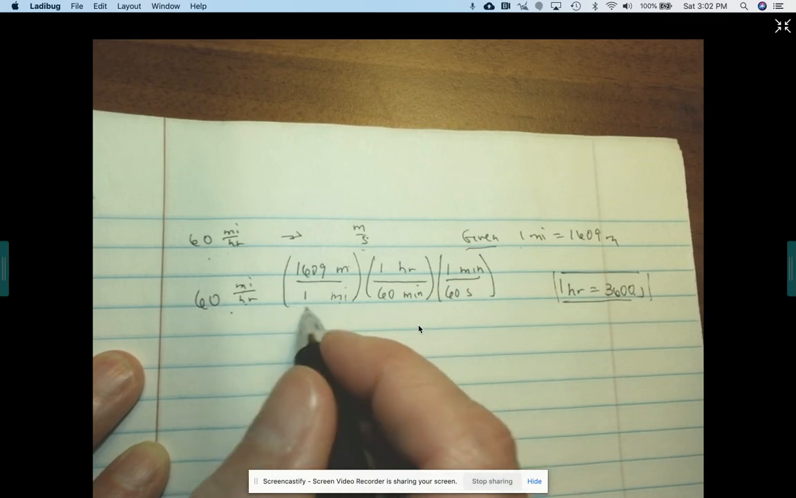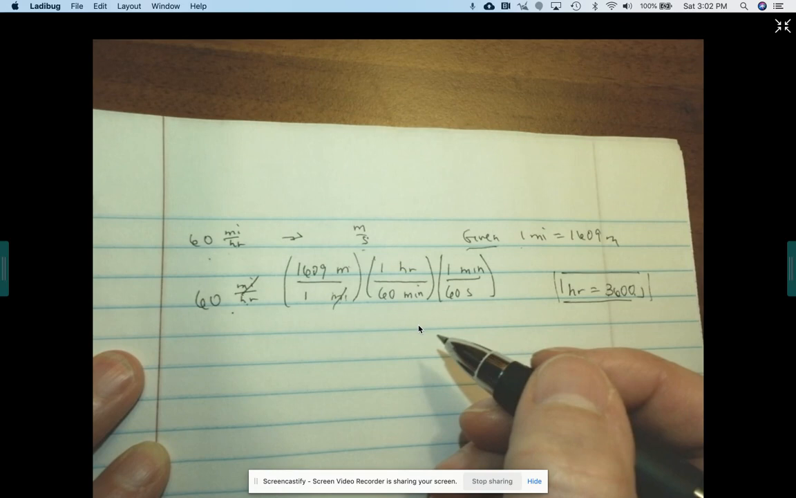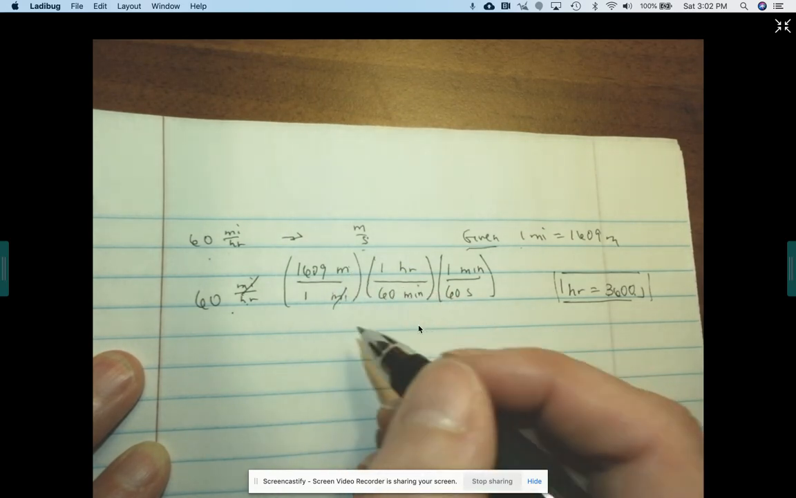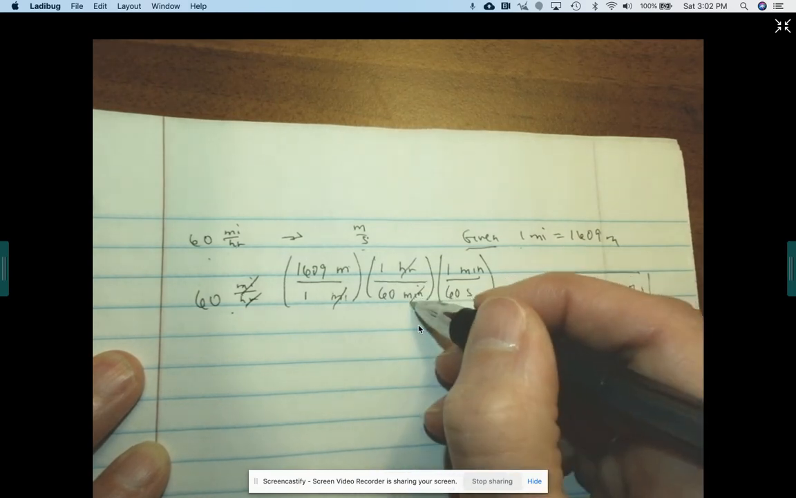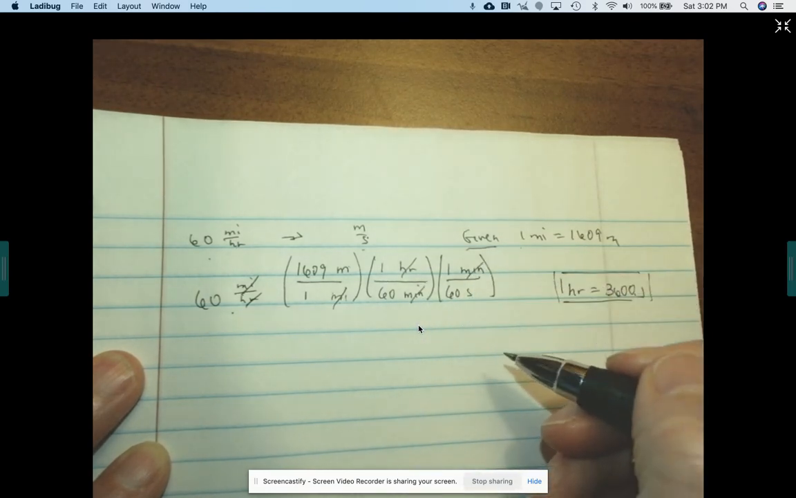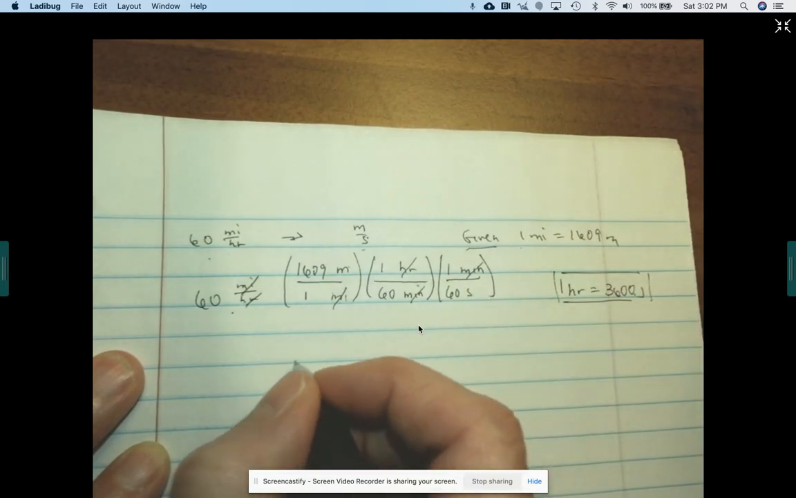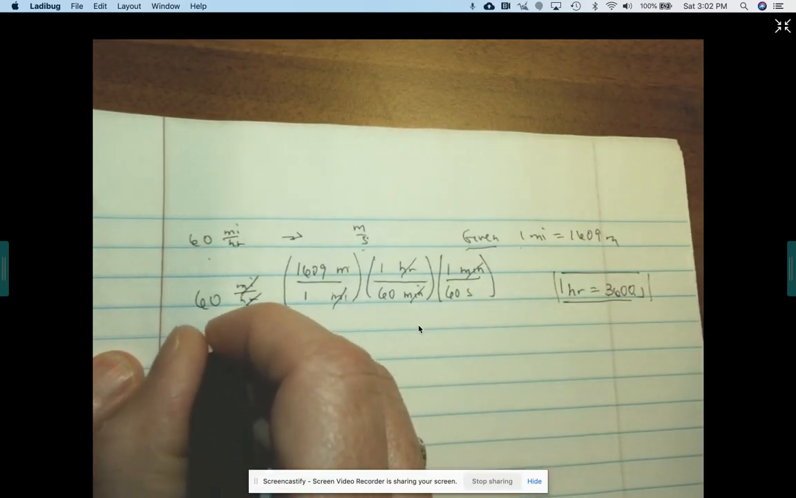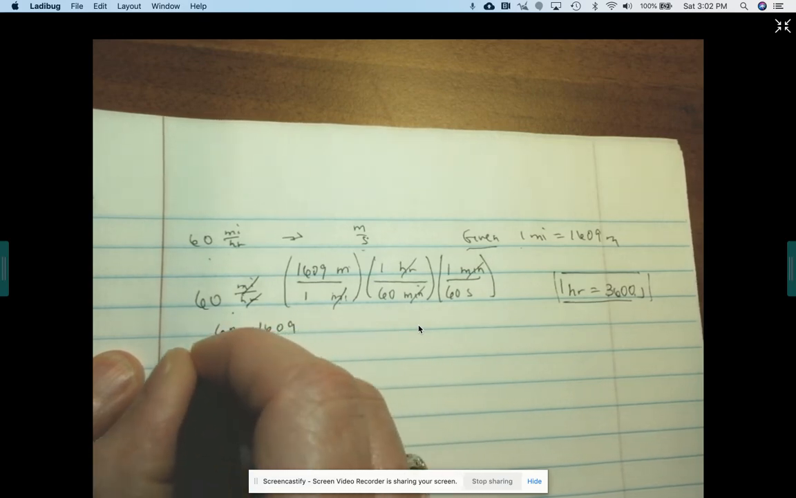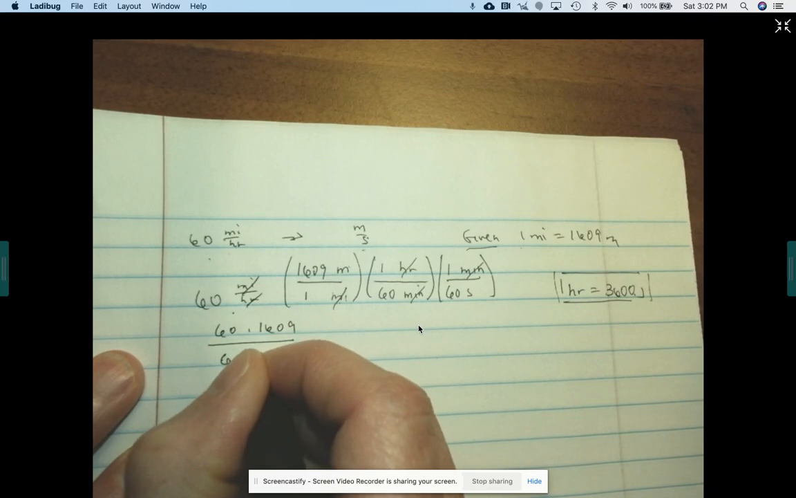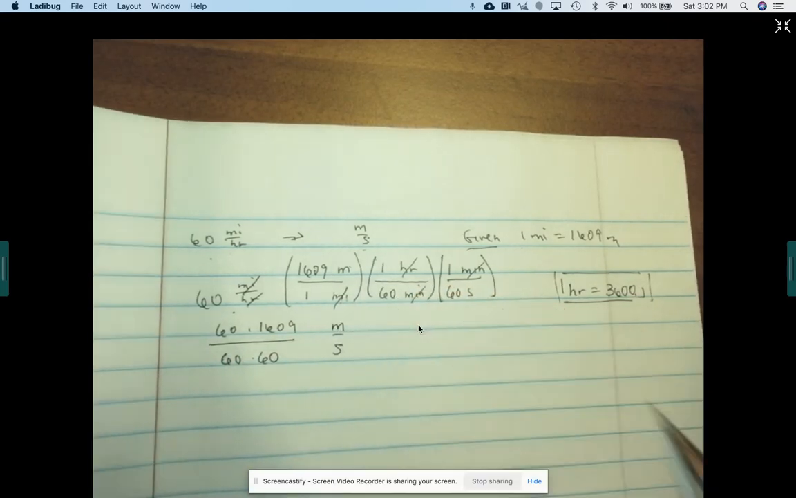And so let's just check our units. We have a mile on the top, which cancels out with a mile on the bottom. That leaves us meters for our distance. That's good. And then for our time, we have an hour on the bottom, an hour on the top, a minute on the bottom, a minute on the top. So they cancel out, and our ending units are meters per second. So if we pull out what survives here, we have 60 times 1609 on the top, and then on the bottom, we have 60 times 60. And the units that are left are meters per second.